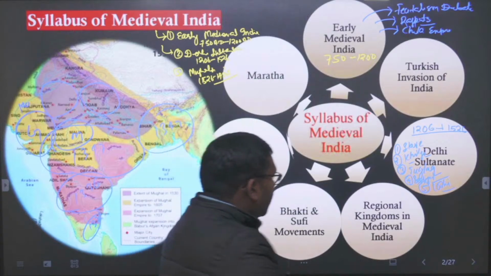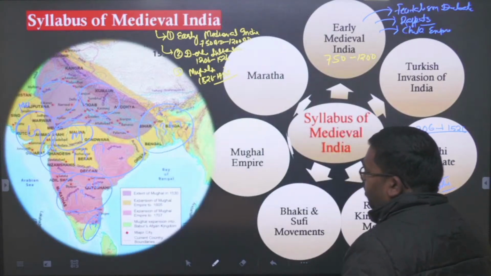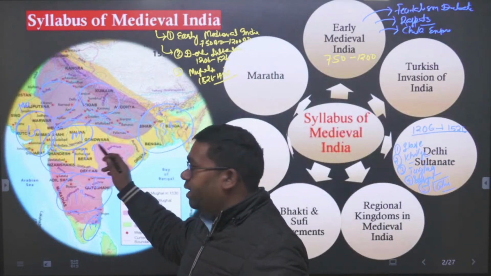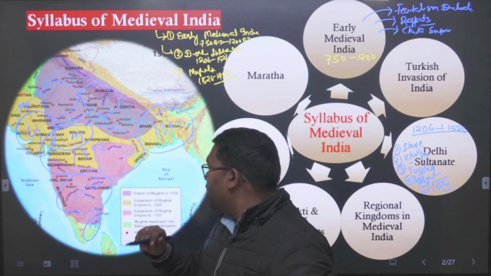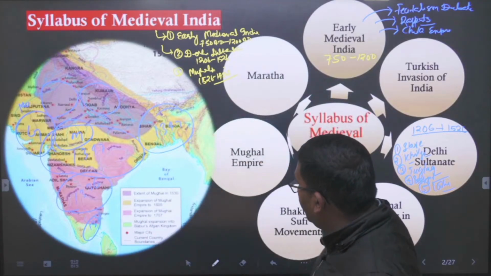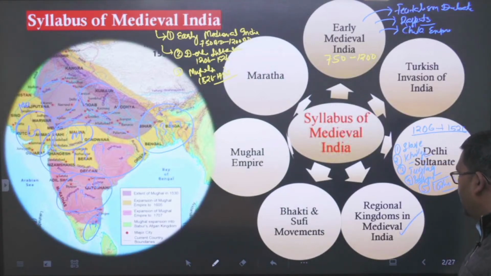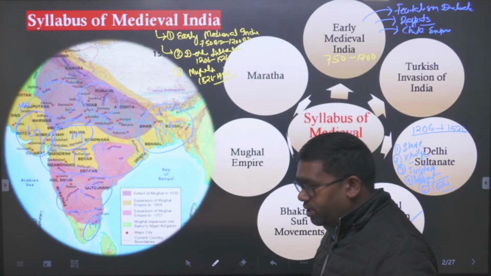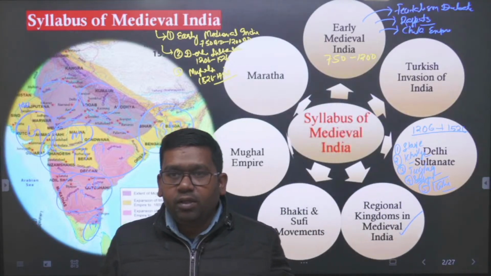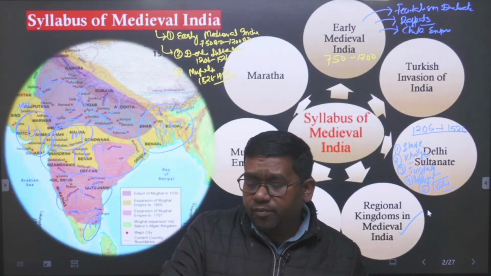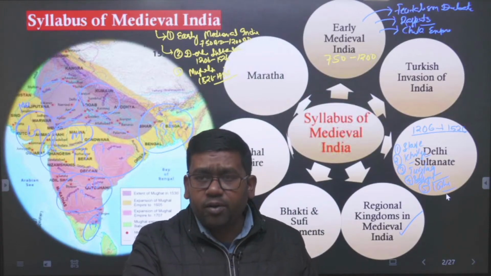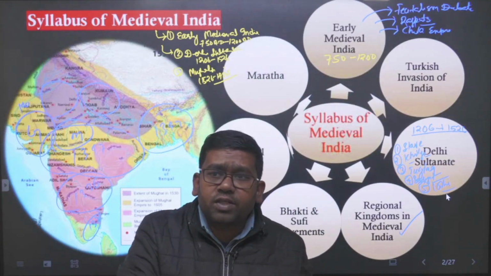Now let us see, in the time of the Delhi Sultanate, we know that all these states became independent. ये सारा देश क्या हुआ? Independent हो गया. So we discuss them in chapter 4, the regional kingdoms in medieval India, where we discuss these states. Generally we divide chapter 4 into 3 parts for the convenience of students.